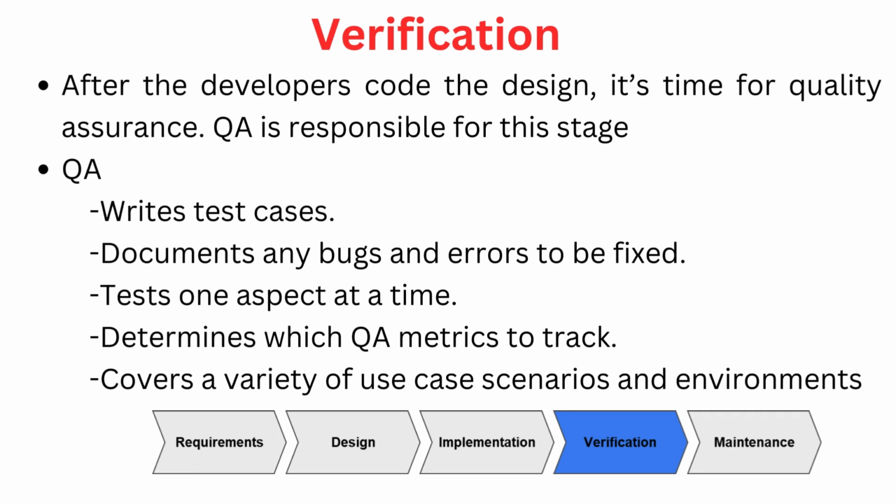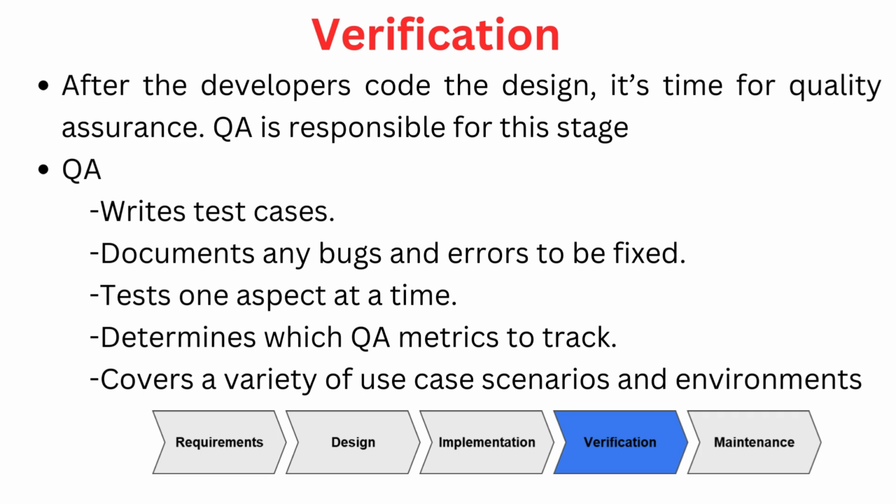The QA determines which QA metrics to track and covers a variety of use case scenarios and environments. The scenarios they cover include the intended user behavior as well as deliberately trying to fail the system or generate errors to see that the system is capable of handling those erroneous situations without a system failure.